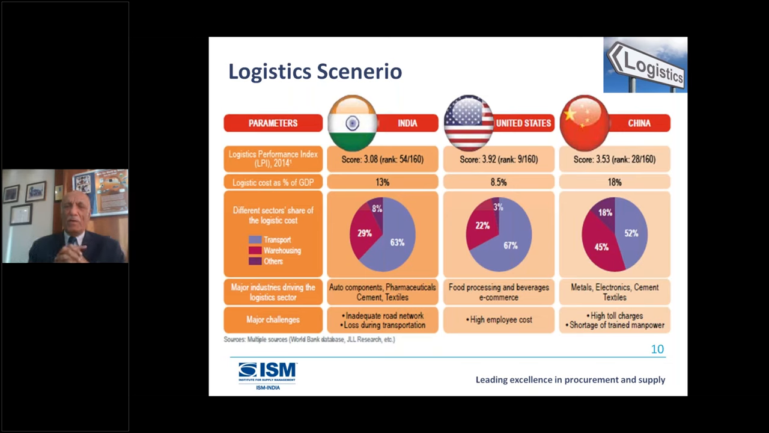Now look at the GDP. Logistics contributes 13% in India, in the US it is 8.5%, and China is 18%. Now, if I look at this cost in three parts, transportation, warehousing, and others, the transport part in India is 63% of my cost. And within transportation also, I would say, by road is one of the major ones. The type of industries are obviously pharma, auto components. The challenges which we still have, despite a big growth in infrastructure and road network, are loss during transportation. So those are the key things.